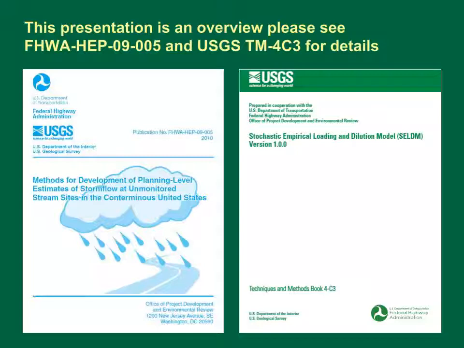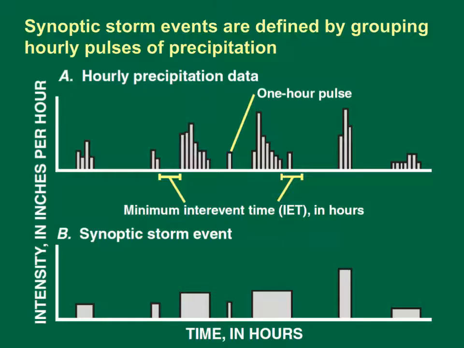storm event precipitation statistics. Synoptic storm events are defined by grouping hourly pulses of precipitation that occur within the minimum inter-event time. Precipitation statistics are calculated from hourly precipitation data for use in SELDM. These graphs show the precipitation intensity in inches per hour on the vertical axis and time in hours on the horizontal axis. The schematic diagram is an example showing the process for lumping hourly rainfall pulses into synoptic events.